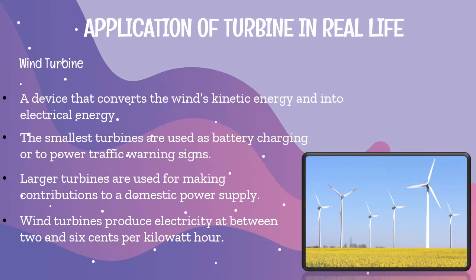There are a few types of turbine, and one of them is a wind turbine. A wind turbine is a device that converts wind kinetic energy into electrical energy. The smallest turbines are used for battery charging or to power traffic warning signs. Larger turbines contribute to a domestic power supply. Wind turbines also produce electricity at between 2 and 6 cents per kilowatt hour. Basically, this turbine is placed where the wind is strong and reliable, for example on top of a mountain.